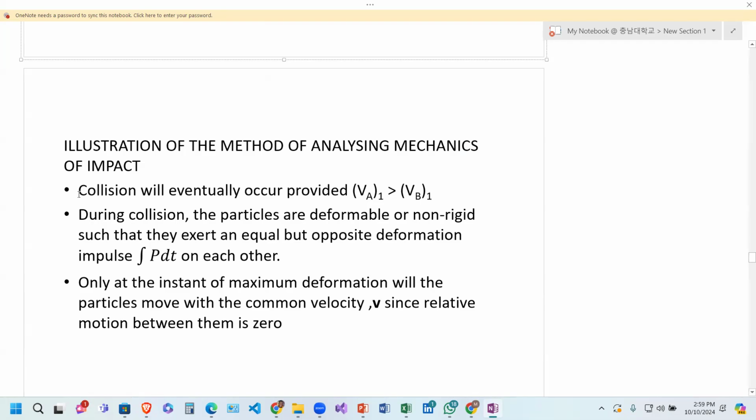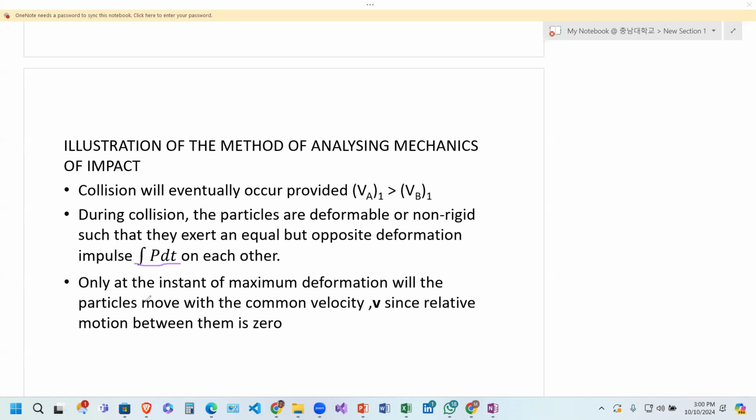Again, during collision, the particles are deformable, or non-rigid. They exert an equal but opposite deformation impulse. Meaning that the force P times the change in time is what we call the deformation impulse, which each of them exerts onto the other. So this is the deformation impulse, which we can get from the force of impact times the change in time.